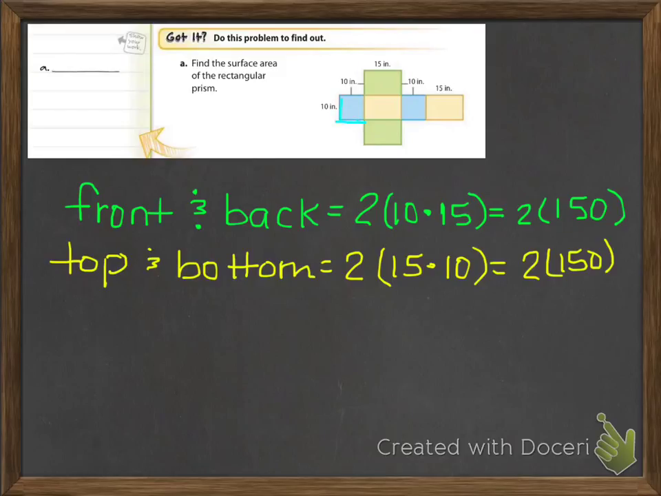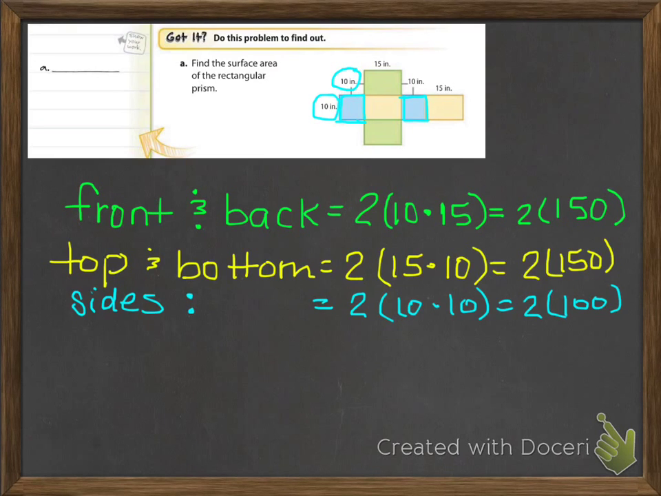So the sides, again, we're in that aqua color or blue, so I'm going to go ahead and just do a quick outline. And as you can see, the sides are 10 and 10. So don't get carried away with your 10s and 15s. Make sure that you're paying attention. So as you can see, we get 2 times 100.